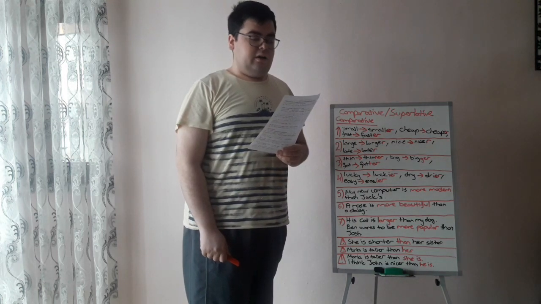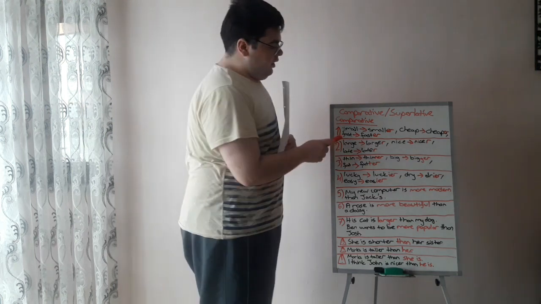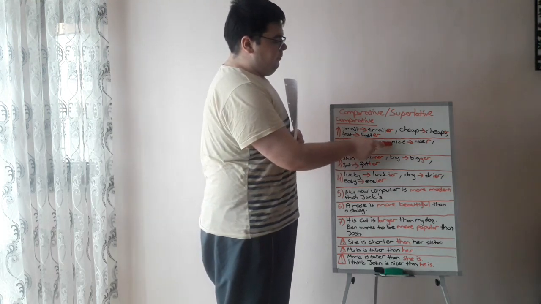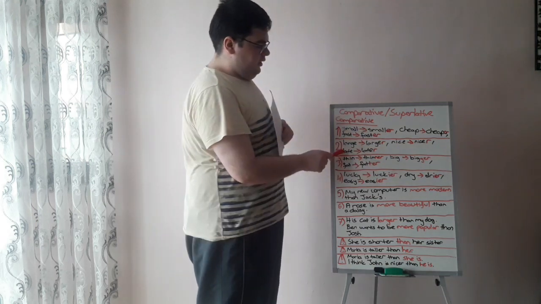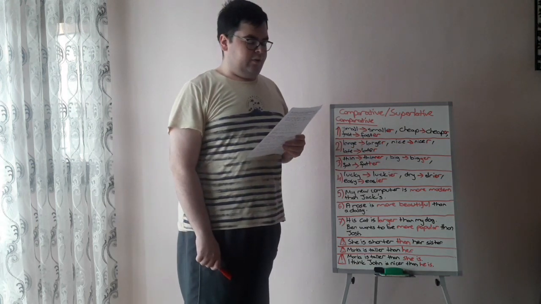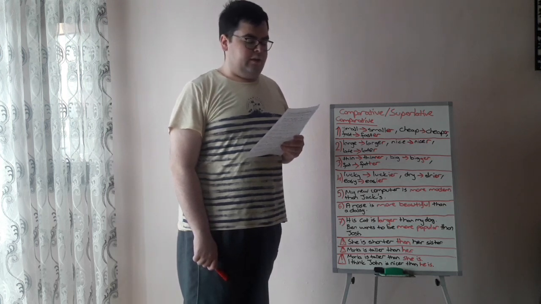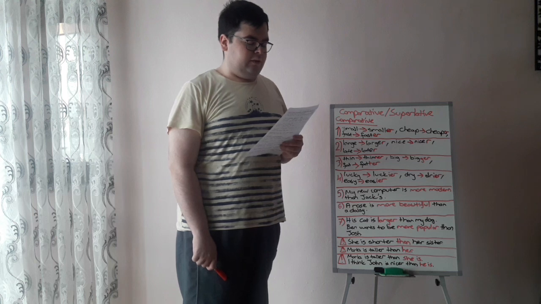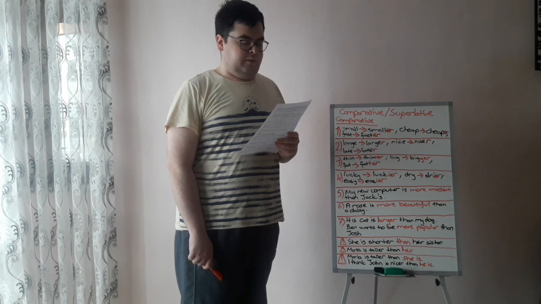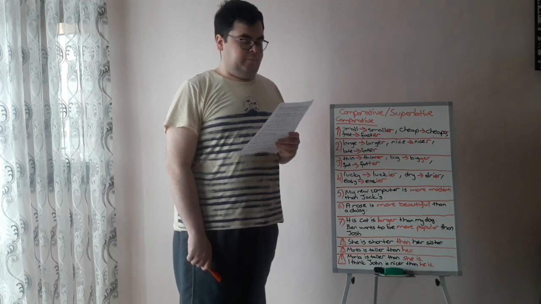We use R for adjectives that end in E. Large becomes larger. Nice becomes nicer. Late becomes later. We add another consonant plus ER for adjectives that end in vowel plus consonant. For example, IG, AT, OT, or IN.